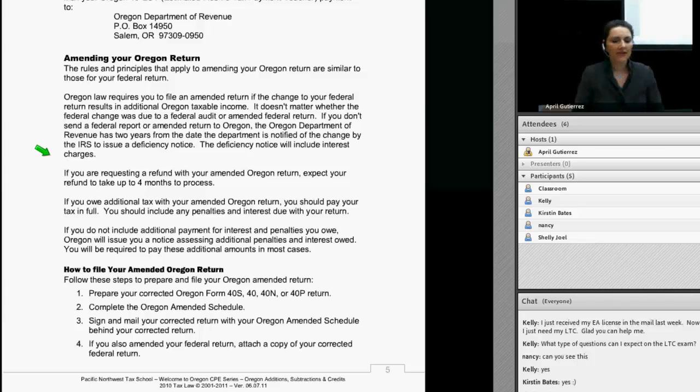Now, if you are requesting a refund with your amended return, expect your refund to take up to 4 months to process. That's the instructions in the Oregon booklet. The form itself says 6 months. I'm not sure where the truth lies.